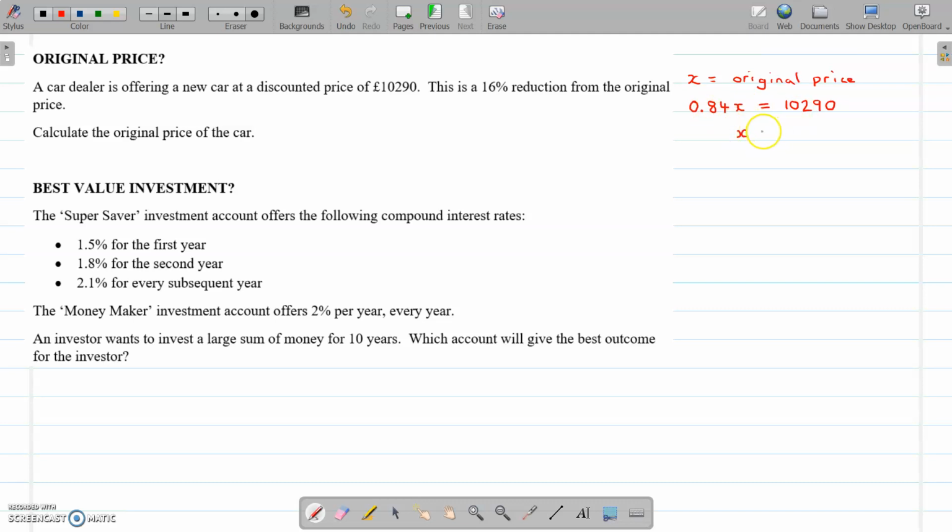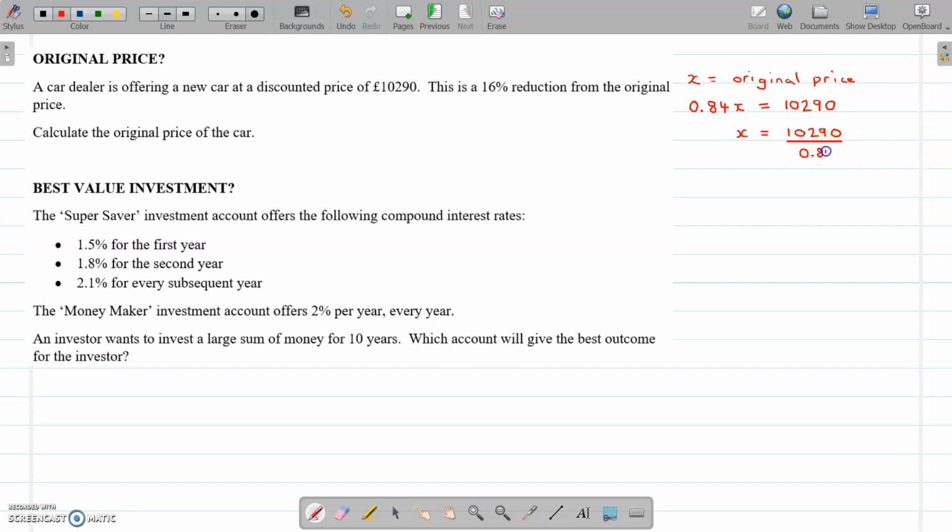And that's it. Then you put that in the calculator, or, well, in this case, it's a calculator question, or you do the division. So it's that number divided by 0.84. And of course, you should know that if you divide by a decimal between 0 and 1, the answer you get is bigger than the number you started with, which is what you'd expect in this case.